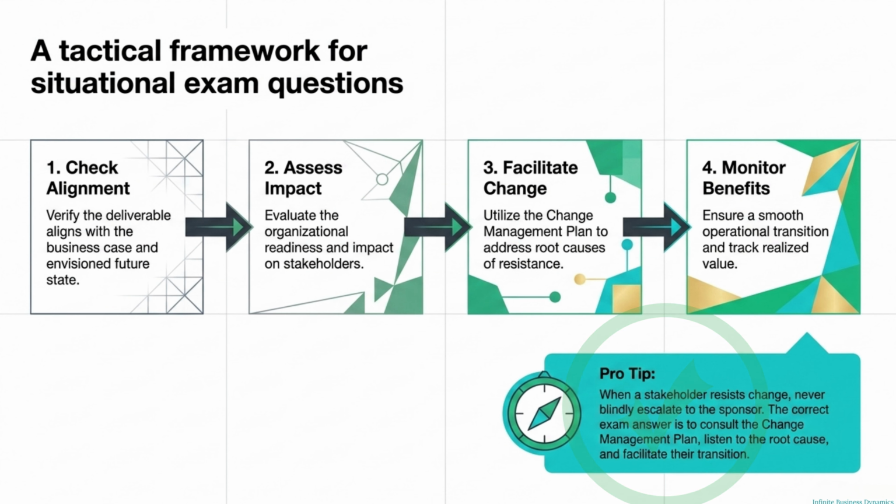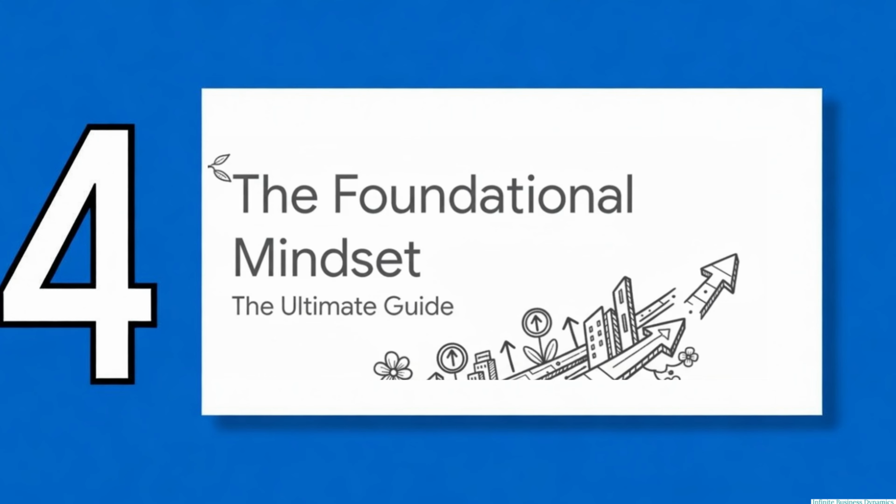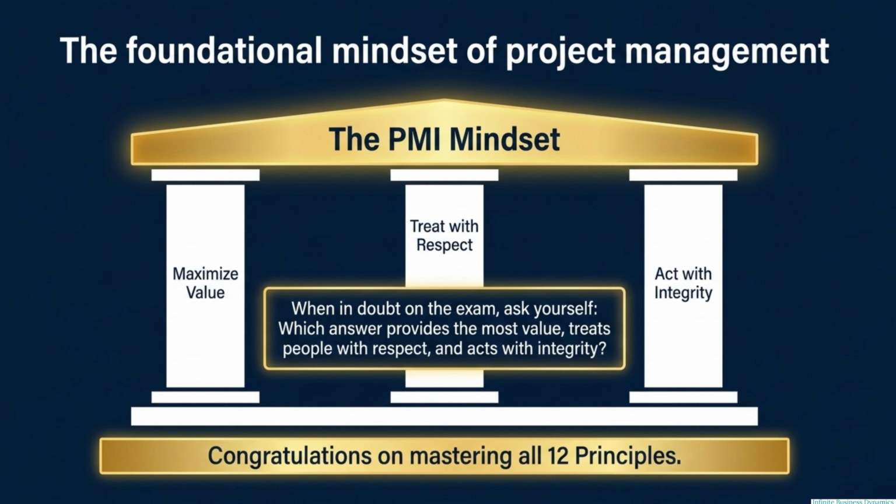We've covered the what, the how, and the what to avoid. Now, for our final point, we're going to zoom all the way out to reveal the one foundational mindset that underpins all 12 principles. This is the ultimate guide. And here it is, the PMI mindset. It's built on 3 simple but incredibly powerful pillars: maximize value, treat with respect, and act with integrity.